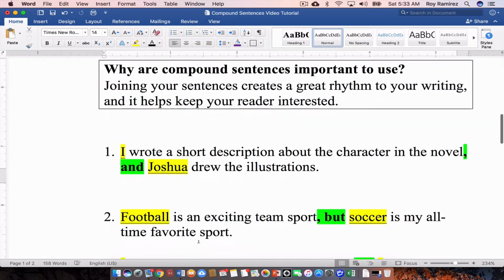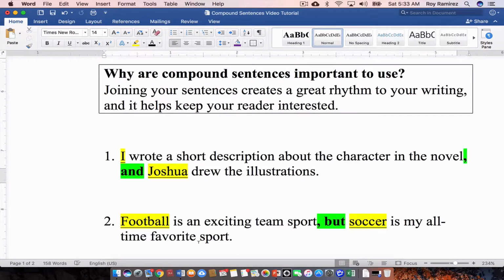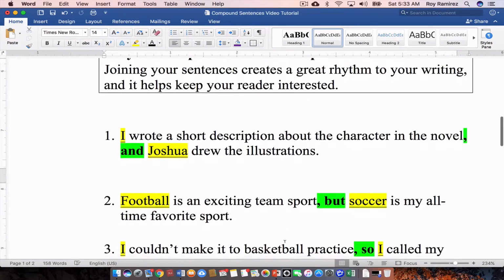Let's take a look at a second one. Football is an exciting team sport, but soccer is my all-time favorite sport. Again, let's take a look first at what's highlighted in green. You notice the order: comma, followed by the conjunction word. And again, on both sides of the compound sentence, you have the subject being expressed on each side. Let's take a look at one last example.